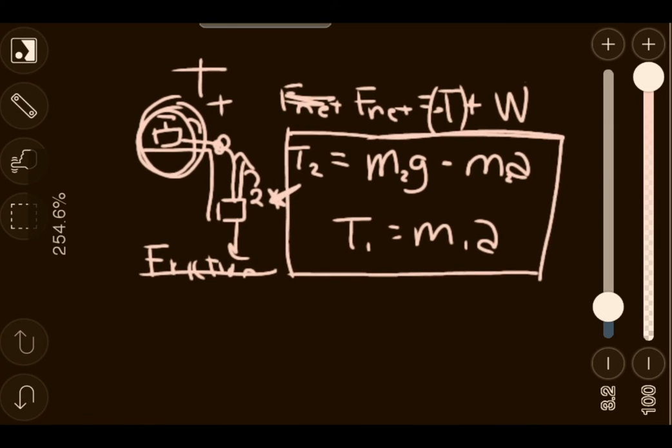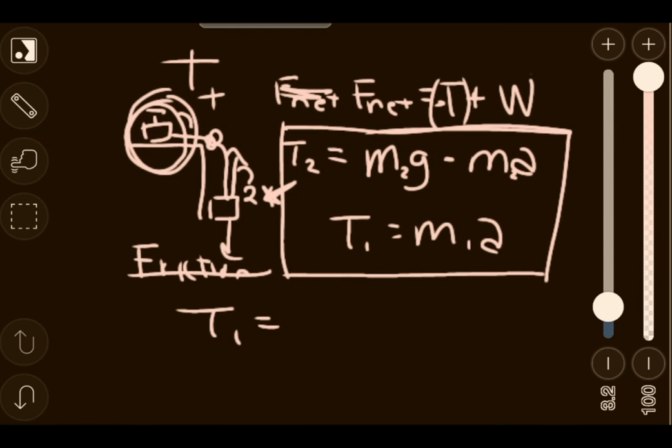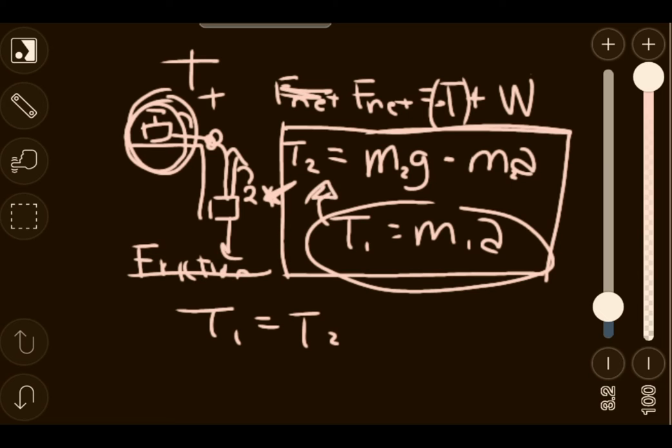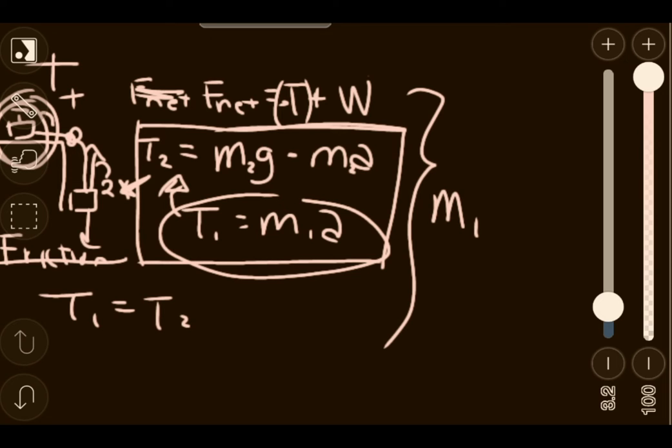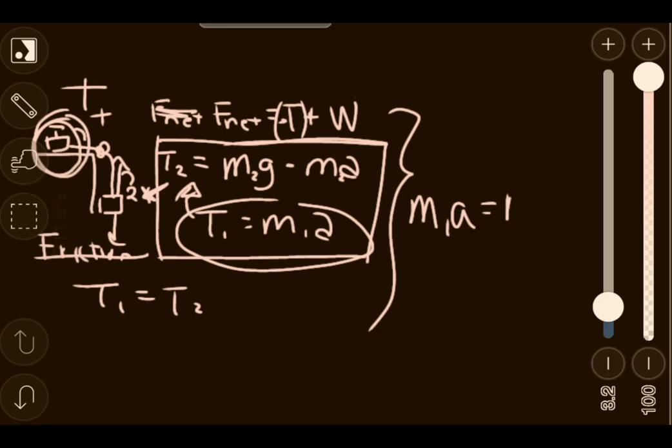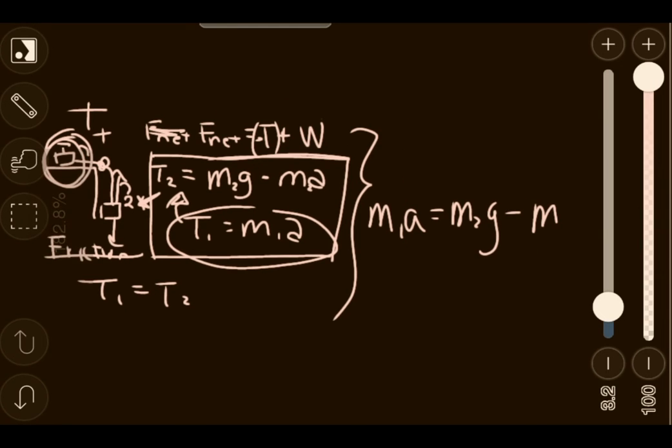So to solve for the acceleration, we are going to assume tension 1 equals tension 2, which means because this is tension 1, we're going to substitute this in here, which will give us the equation mass 1 times acceleration equals mass 2 times gravity minus mass 2 times acceleration.